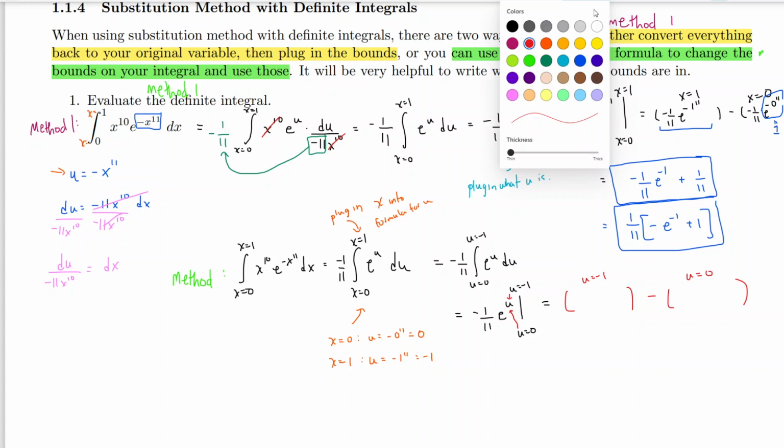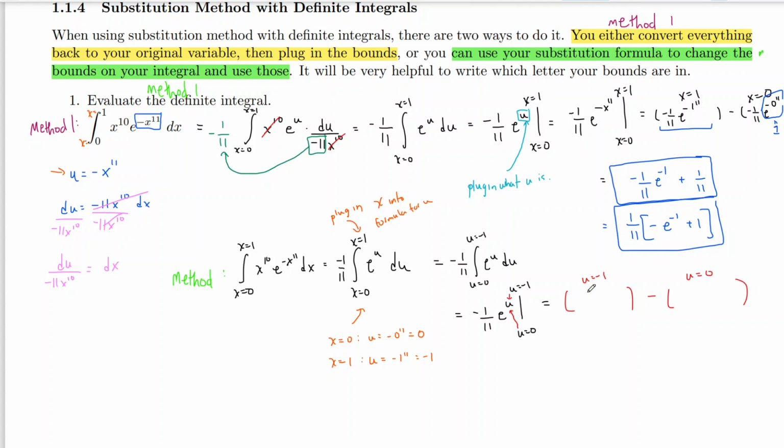So let's go ahead and do that. When we plug in u as -1 on top, we have -1 over 11 e to the -1 minus u to the u equals 0. We get -1 over 11 e to the 0.